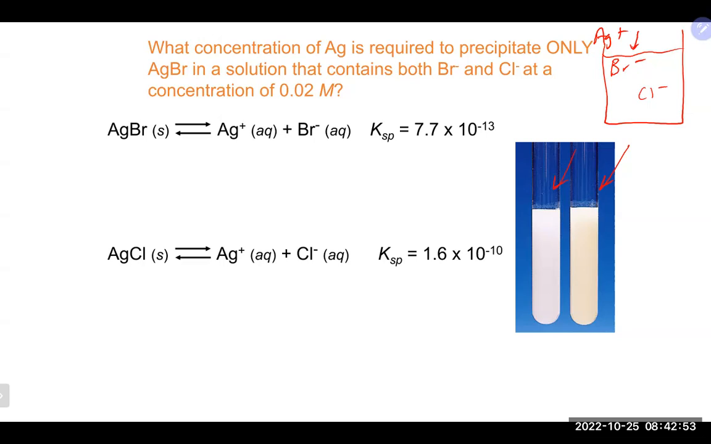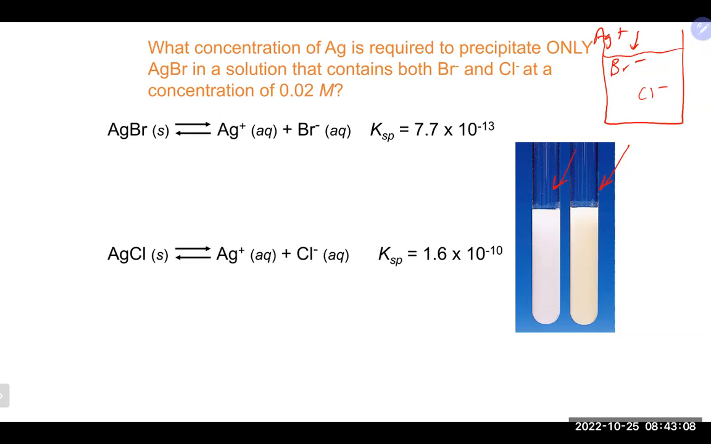I think this part is the silver bromide. You know, there's no way to basically determine which one is which.